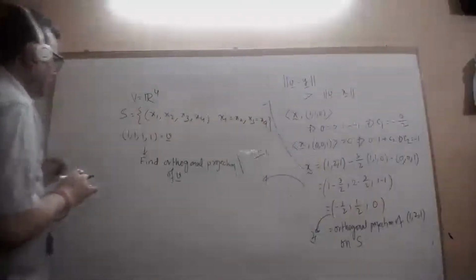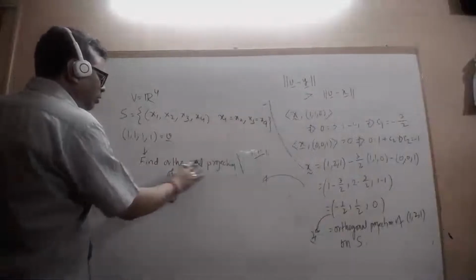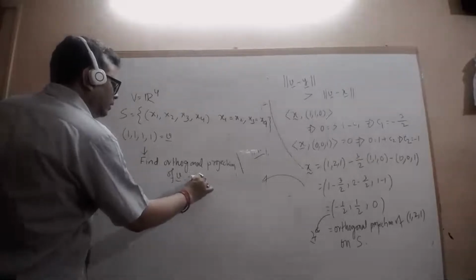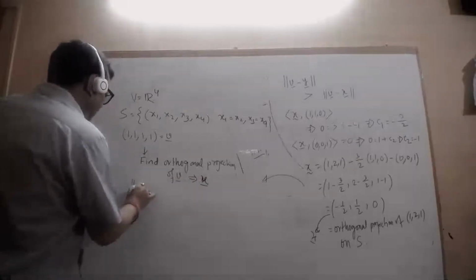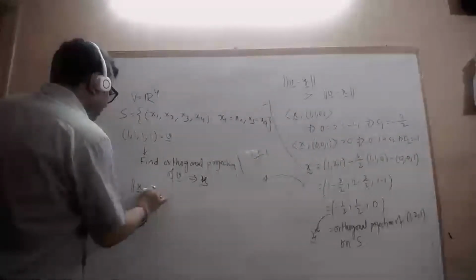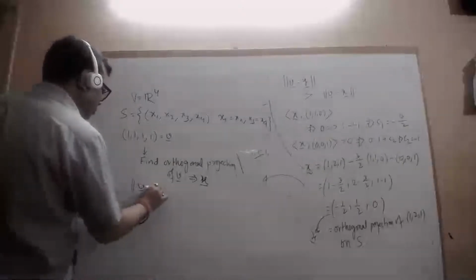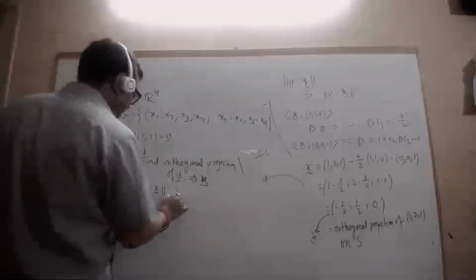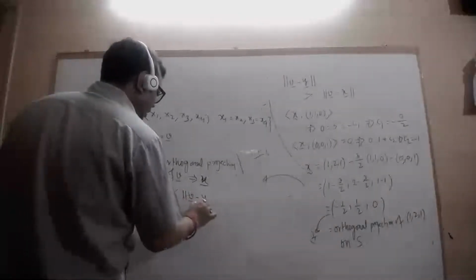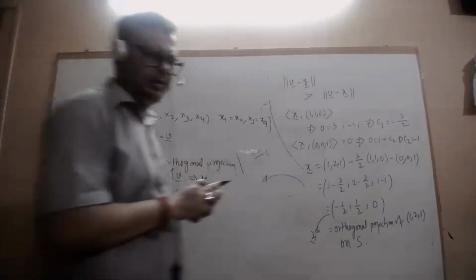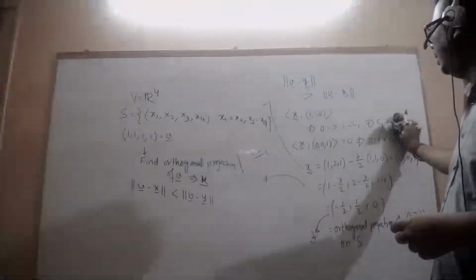I will put this later. So find orthogonal projection of V curve, then denote this by x curve. Denote this by x curve. Then check that the norm of V curve minus x curve is less than V curve minus y curve, where y curve is any projection of V curve on S into S. Similarly, you consider another homework.